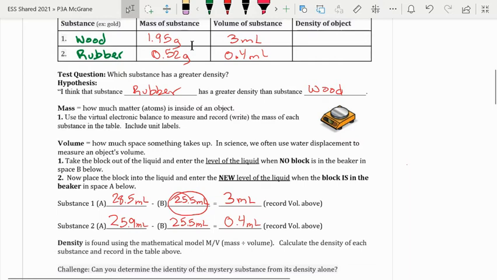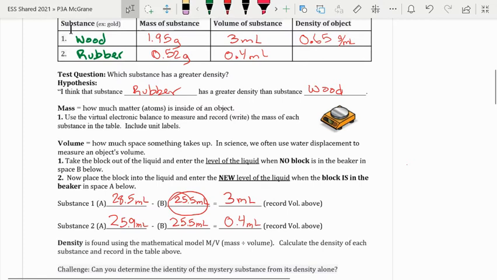You can use your phones if you need to. Then I'm going to divide by my volume, which is 3. And I'm going to get a density of 0.65. Now I need my unit labels. Unit labels are going to be grams, because that's my mass, divided by milliliters.